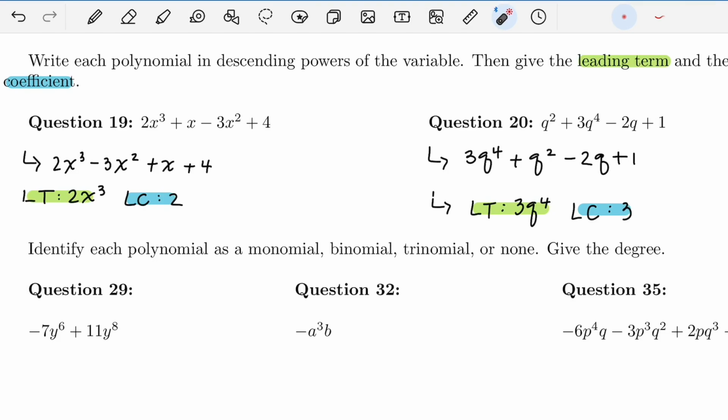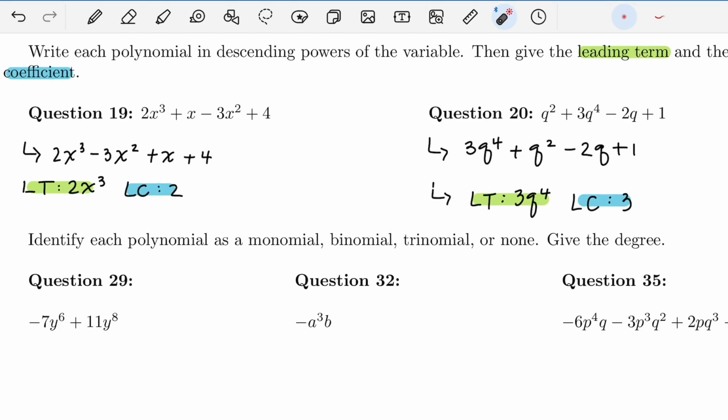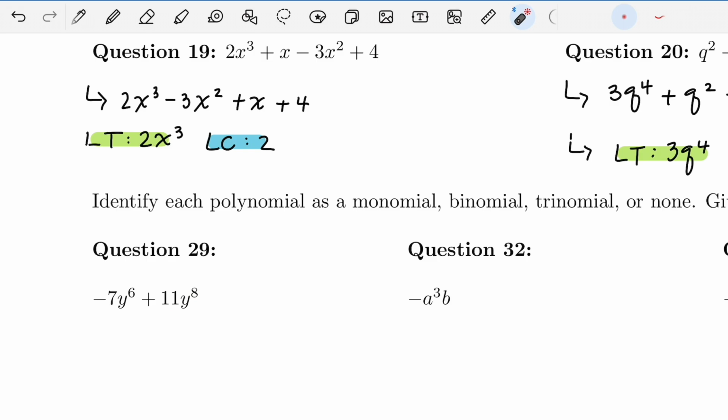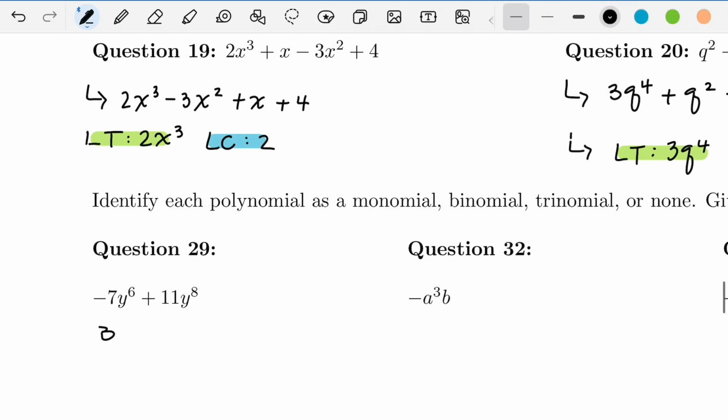So for these next 3 examples here, what we want to do is identify the polynomials as a monomial, binomial, trinomial, or none, and then give the degree. So a monomial is just going to be a polynomial that has 1 term. A binomial is going to be a polynomial that has 2 terms, and so on. So for question 29 here, we have 2 terms. So this one is going to be a binomial.